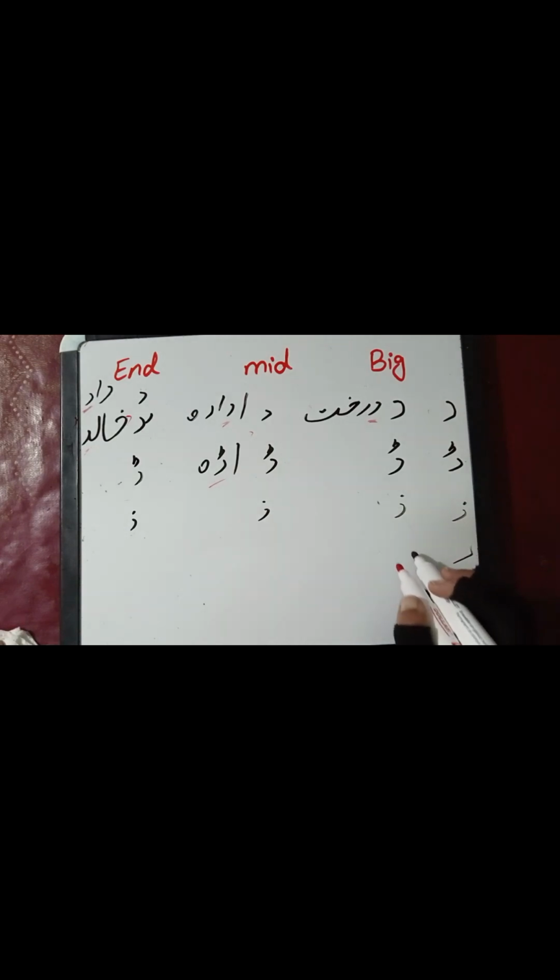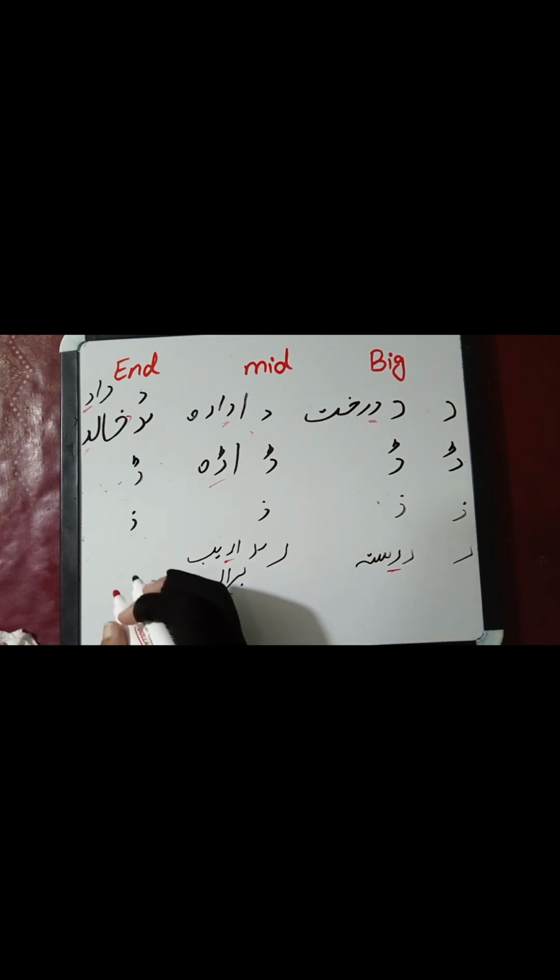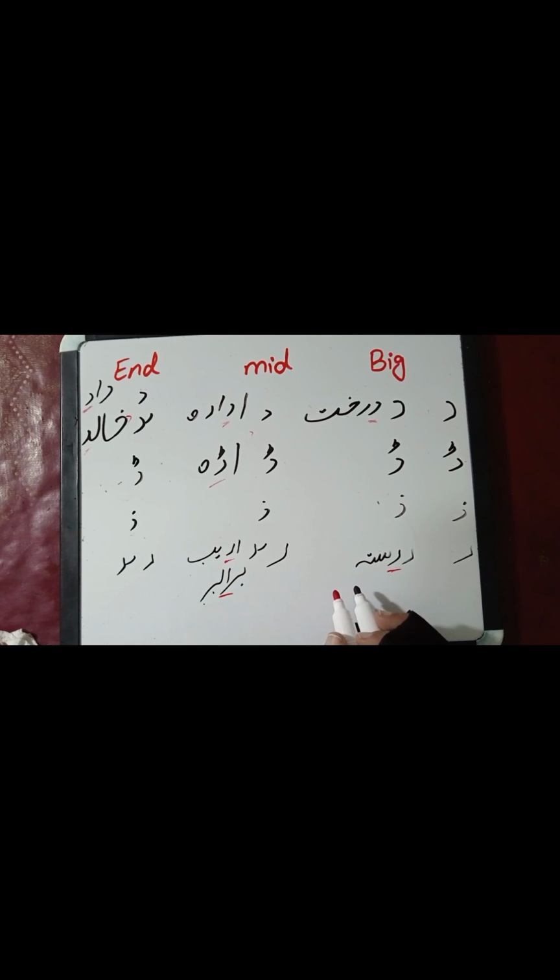Re, the same beginning position, Rasta, like this. In the middle, sometimes it comes the same, and sometimes it comes with connector like Arib, this one without connector, and Barabar, this one with connector. And in the endings also sometimes it comes the same, and sometimes it comes with connector.